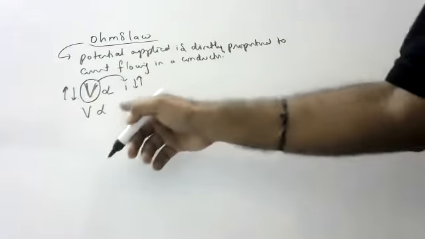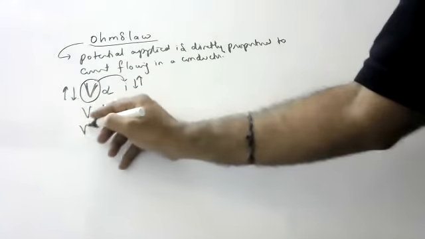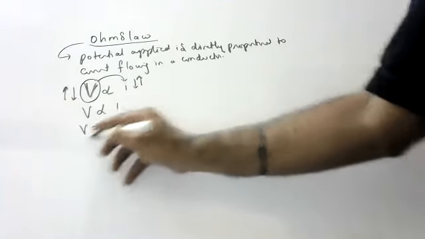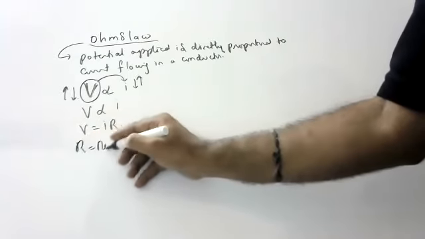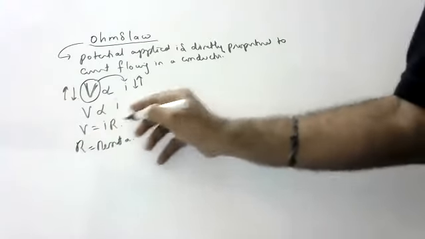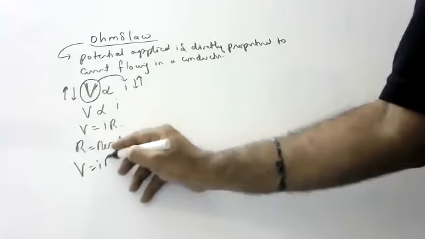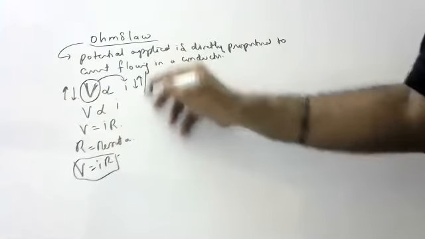Potential applied is directly proportional to current flowing. Removing proportionality, you have to keep a constant R, where R is called resistance. So V is equal to IR is the formula for Ohm's law.